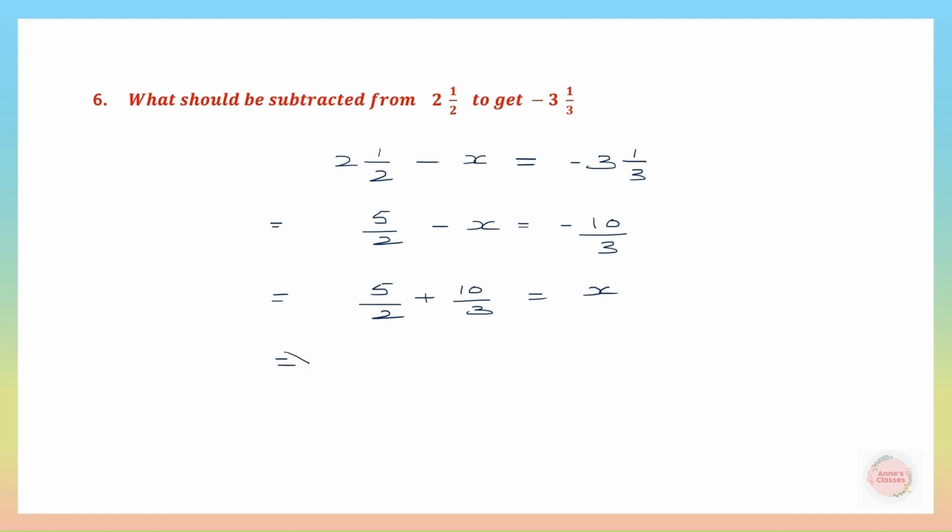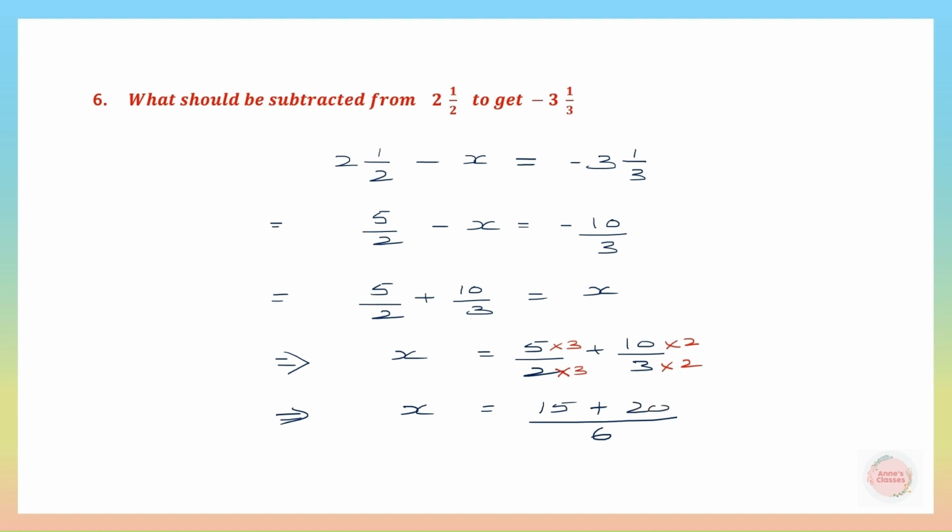I'm keeping x on the left hand side, and on the right I'm having the same numbers, 5 by 2 plus 10 by 3. Now let's work this out. X is equal to, now here find the LCM of 2 and 3, which is 6. First denominator is 2, 2 3s are 6, so multiply 5 also by 3. 5 3s are 15. Plus, let's go to the next one. 3 2s are 6 here. So we multiply 10 also by 2. 10 2s are 20. So now what do we have? X is equal to 15 plus 20, which is 35 by 6.